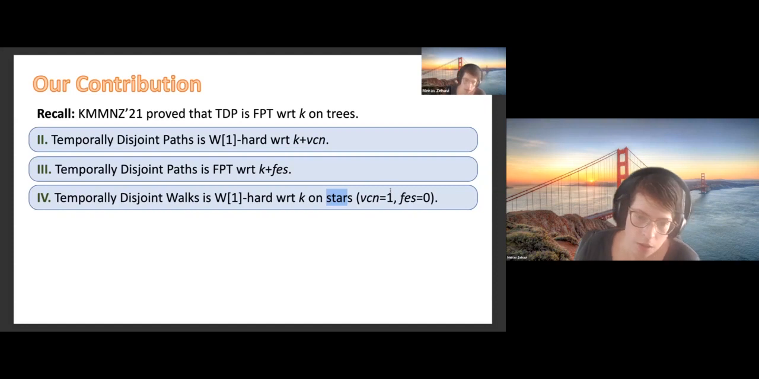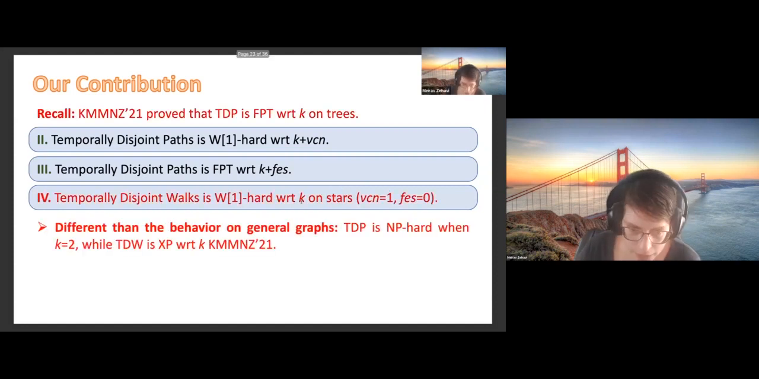Okay, why is this quite so surprising? It's because this is different than the situation on general graphs. So we recall that it was known that for general graphs, the path version is NP-hard even for k equal 2, while the walk version is unlikely to be NP-hard for any constant k. It is in XP, it's solvable in time n to the f of k.